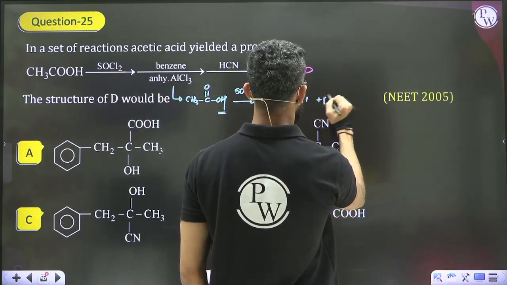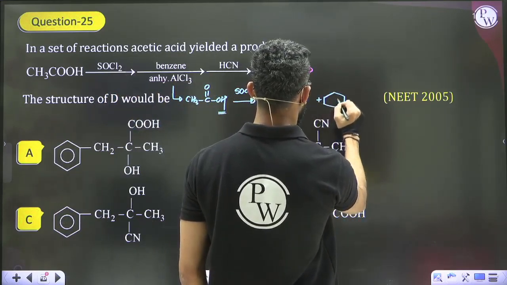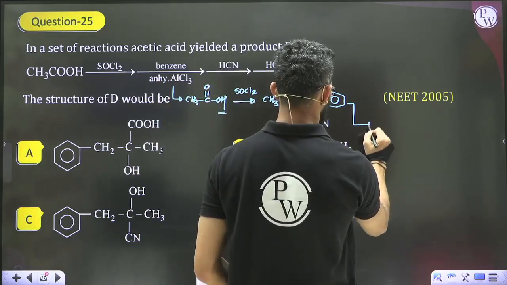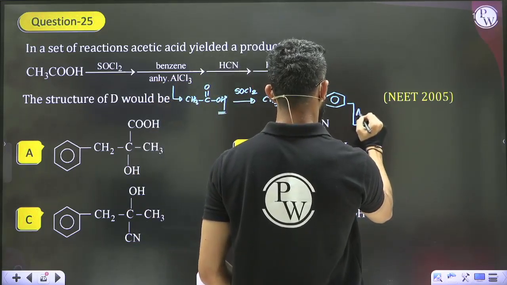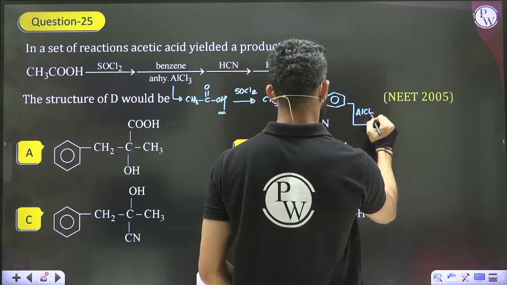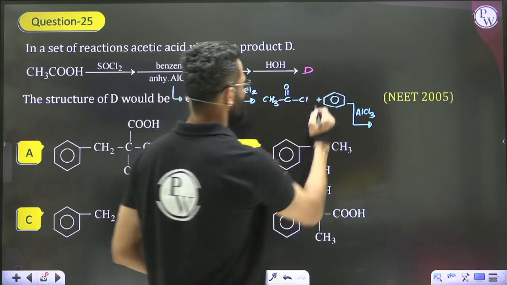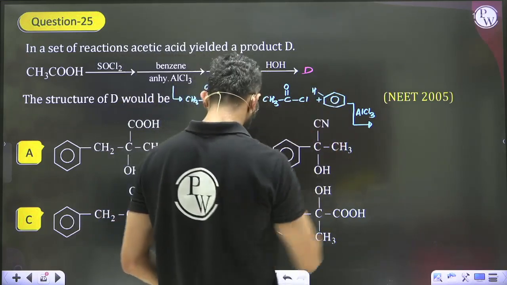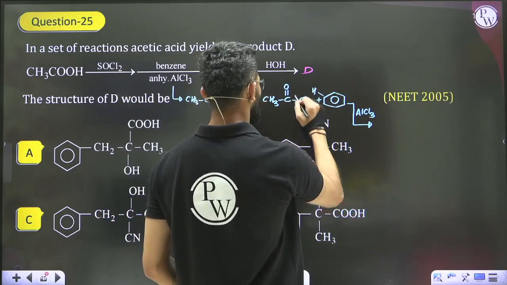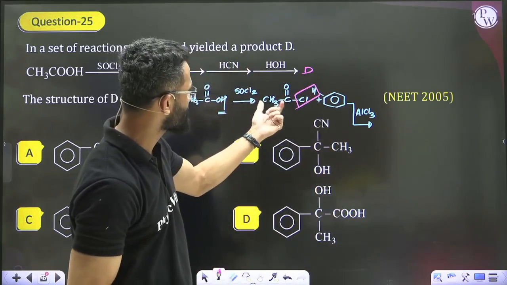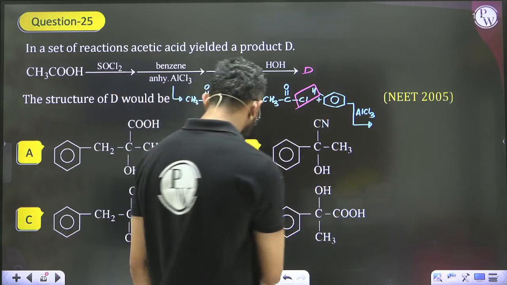benzene in presence of AlCl3 will undergo Friedel-Crafts acylation. So one of the H of benzene will be substituted by acyl group. For the sake of remembering the reaction, you can remember it like this. So we'll be getting acetyl group introduced on benzene, meaning acetophenone will be the product.